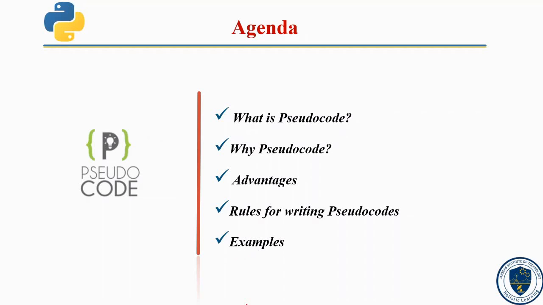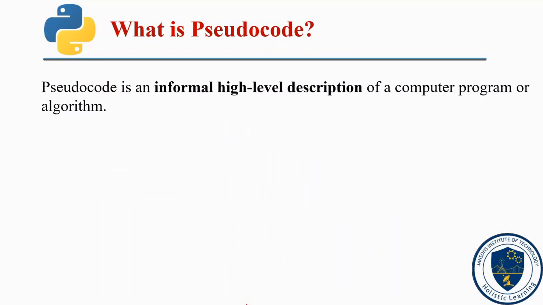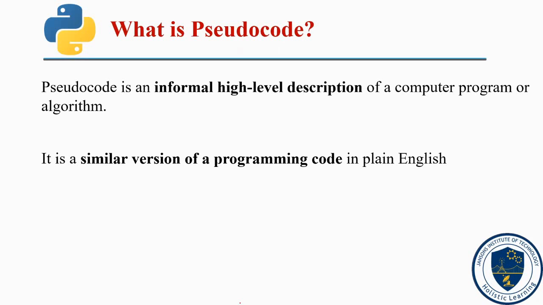What is pseudocode? Pseudocode is an artificial and informal language of a computer program or algorithm. Pseudocode is a text-based detailed design tool. It is a similar version of a programming code which is written in English. The pseudocode will be written before implementing any logic in a specific programming language.